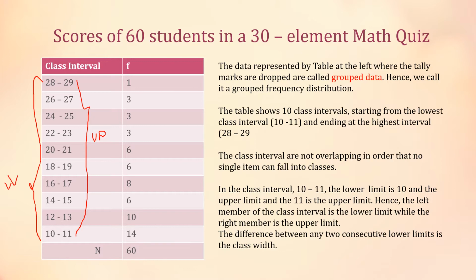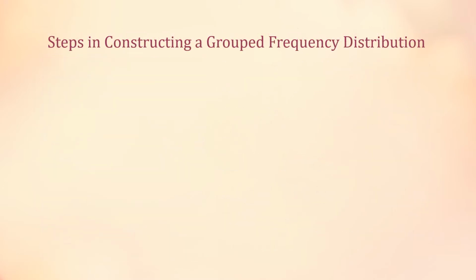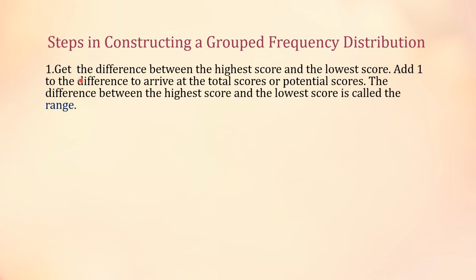Alright, let's continue. Now, what are the steps in constructing a grouped frequency distribution? First, get the difference between the highest score and the lowest score. Add 1 to the difference to arrive at the total number of potential scores. The difference between the highest score and the lowest score is called the range.